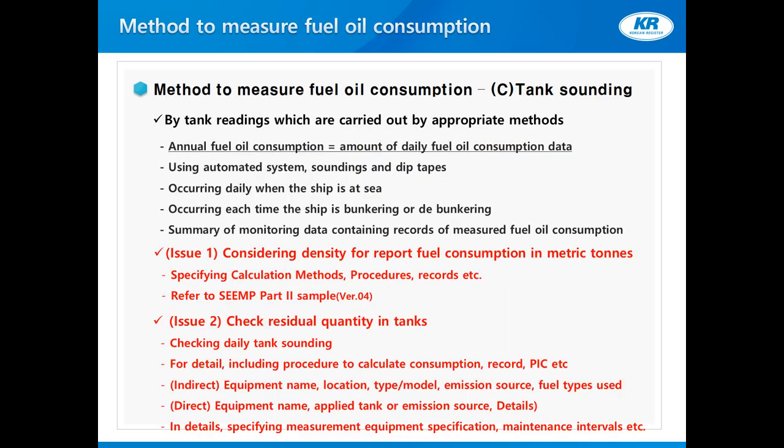Method C is using bunker fuel oil tank monitoring on board. To determine the annual fuel oil consumption, the amount of daily fuel oil consumption data measured by tank reading will be aggregated. Tank readings are carried out by appropriate methods such as automated system, soundings, and dip tape. The tank readings will normally occur daily when the ship is at sea and each time the ship is bunkering or debunkering. Also, the summary of monitoring data containing records of measured fuel oil consumptions should be available on board.